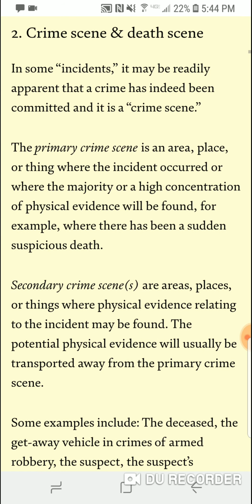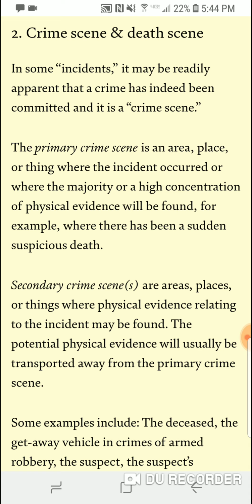Now back to the crime scene. In some incidents, and they use that in quotations, it may be readily apparent that a crime has indeed been committed and it is a crime scene. The primary crime scene is an area, place, or thing where the incident occurred or where the majority or high concentration of physical evidence will be found. For example, where there has been a sudden suspicious death. If this case isn't suspicious, I don't know what they would classify suspicious as.